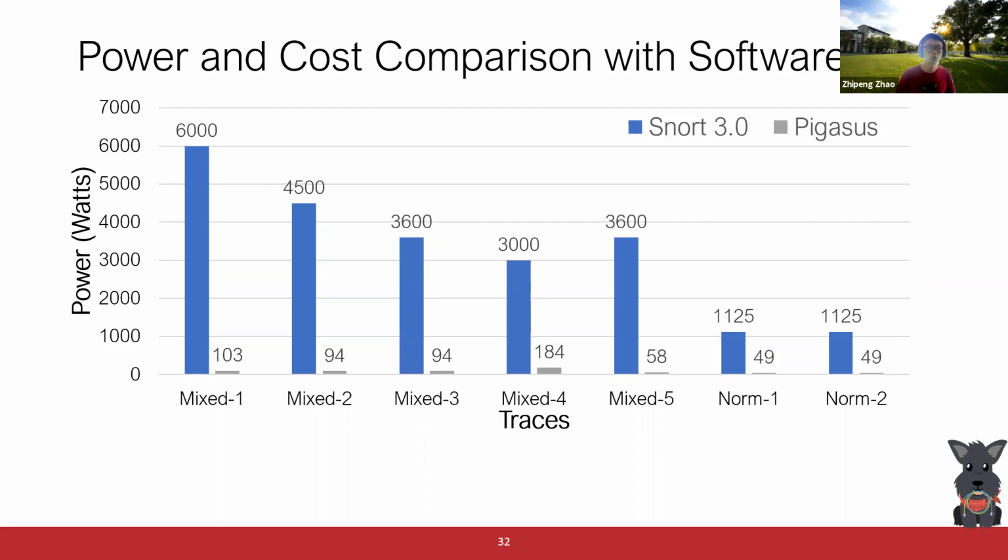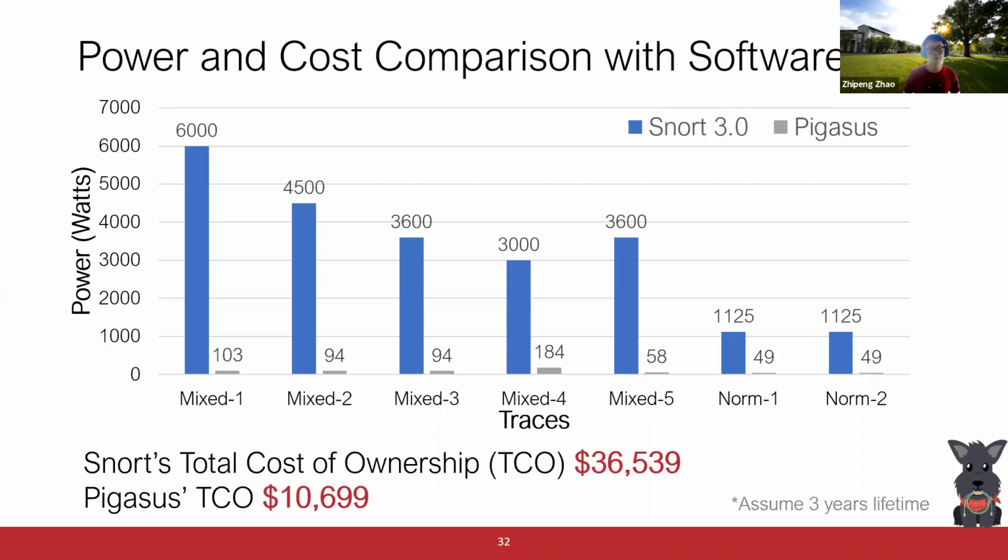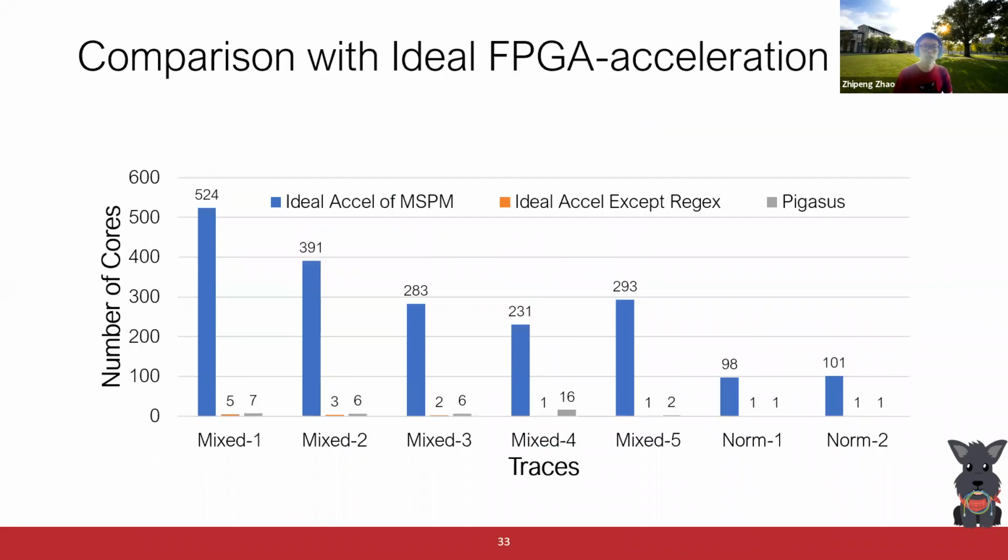So here I'm showing you the power consumption of the software baseline and Pigasus. As you can see, Pigasus also uses two orders of magnitude less power. We estimate the total cost of ownership, which includes the energy consumption over 3 years and the capital cost of buying the hardware itself. The Pigasus TCO is less than one third of the Snort solution. So Pigasus is better than the software baseline, but is it the best we can achieve?